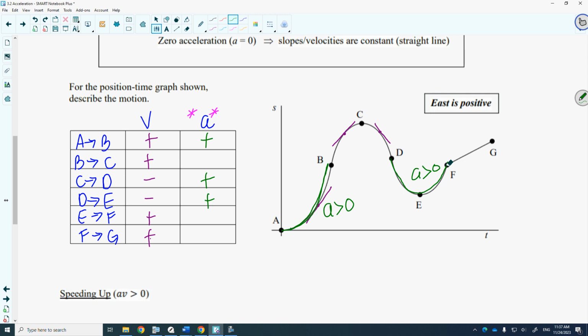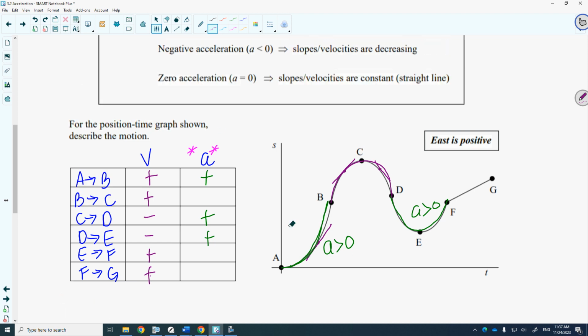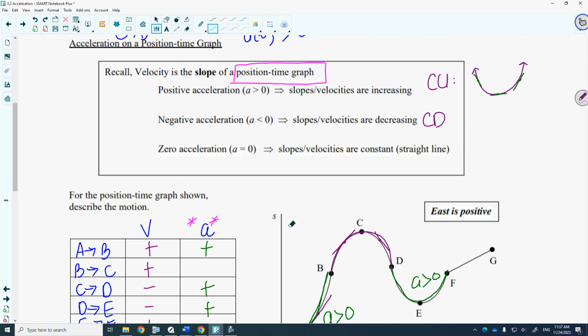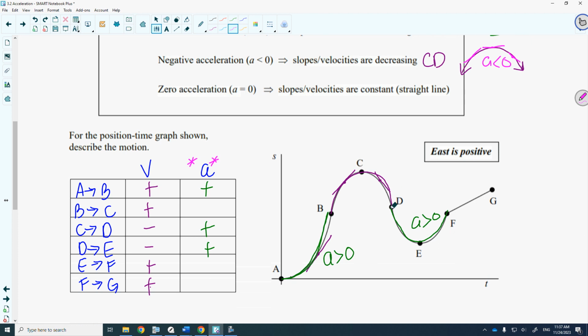Wherever you have concave down on a position time graph, so from here to here would be concave down, what happens? This is our shape. If I ask what's happening with the slopes, I've got a positive slope going to zero, going to negative. Slopes or velocities are decreasing on a position time graph when it's concave down. Whenever it's concave down, that means the acceleration is going to be less than zero. So from here to here, acceleration is less than zero. So B to C, it's concave down.